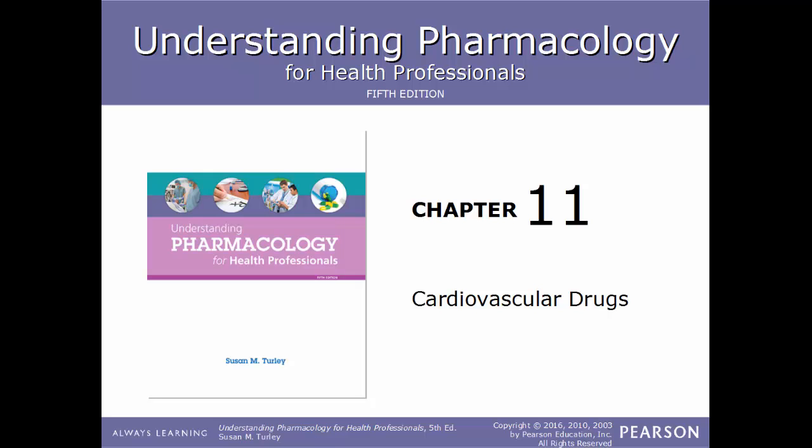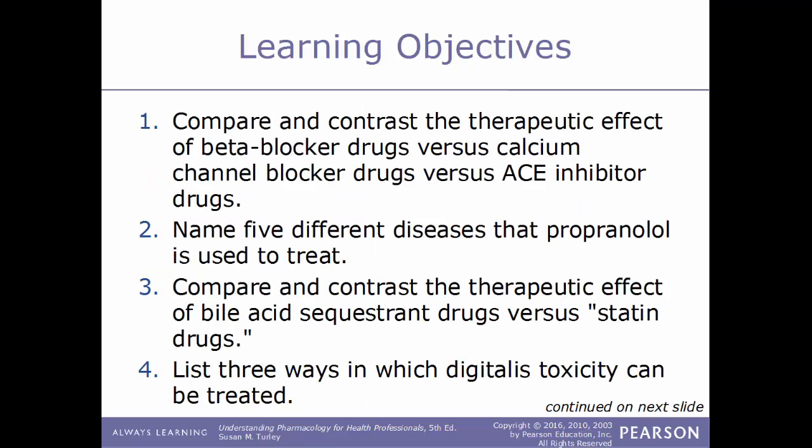In this video, we will continue our course with chapter number 11, Cardiovascular Drugs. Learning objectives for this chapter: compare and contrast the therapeutic effect of beta blocker drugs versus calcium channel blockers versus ACE inhibitor drugs. Name 5 different diseases that propranolol is used to treat.